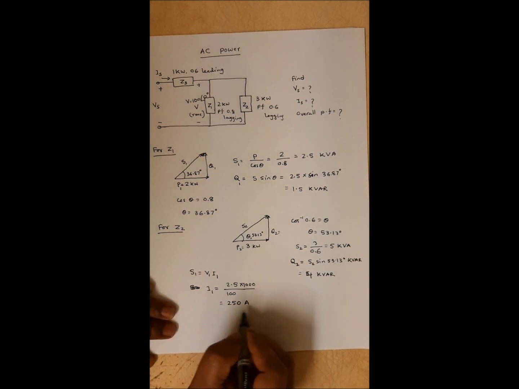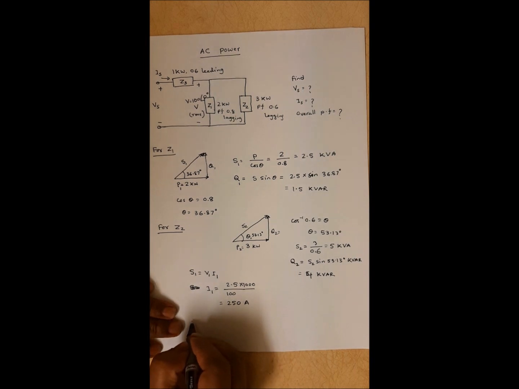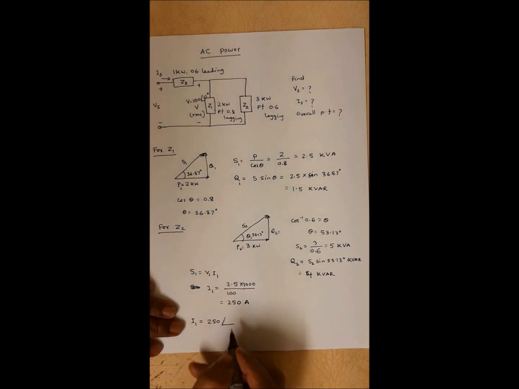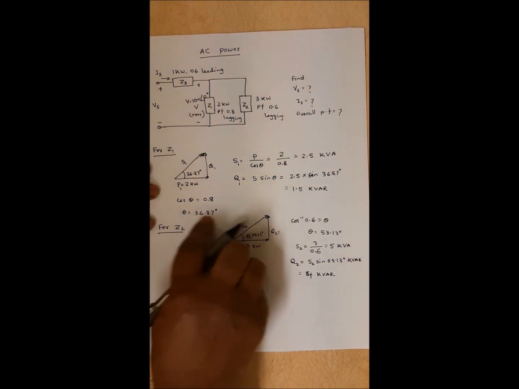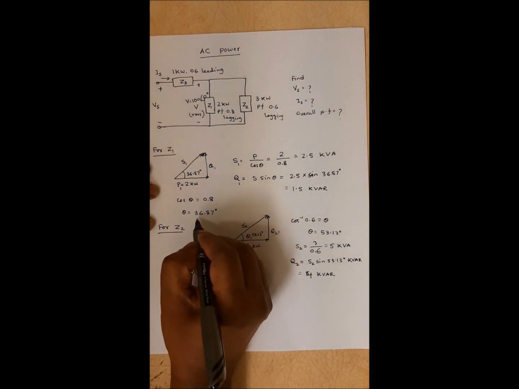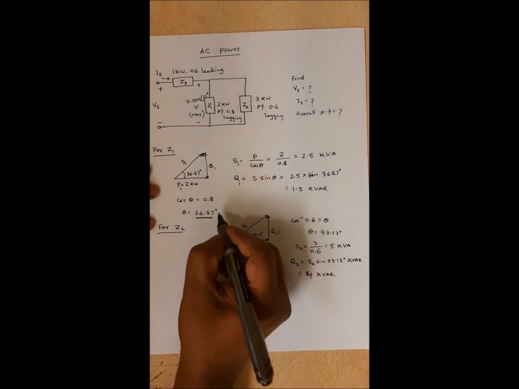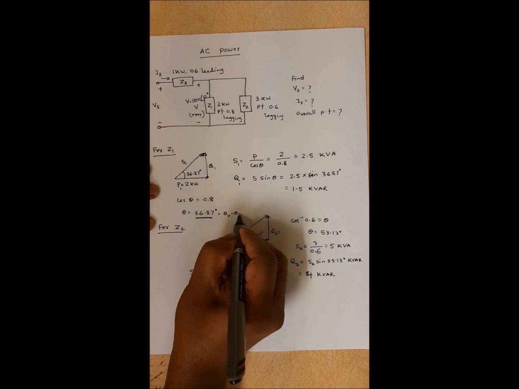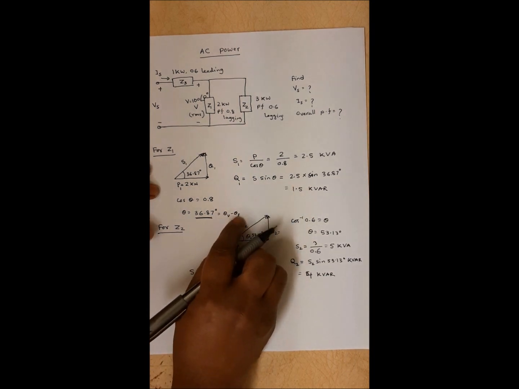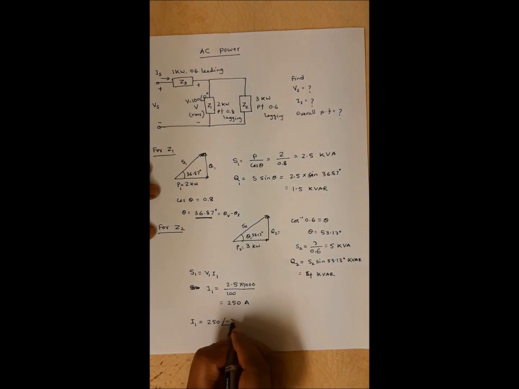Now it gives us only the magnitude of I, not the phasor, not the phase angle. So the phase angle of I will be, you see the angle here, the power factor angle is the angle between voltage and current. Here the voltage angle is 0, so the current angle will be negative 36.87 degrees.